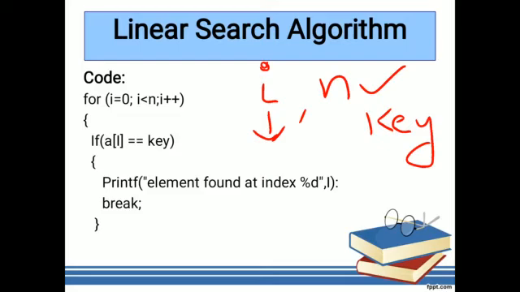So once the loop is entered, we need to compare the value. Here, if a of i double equals key, that means whenever the i value is 0, the index is like this. I will show.